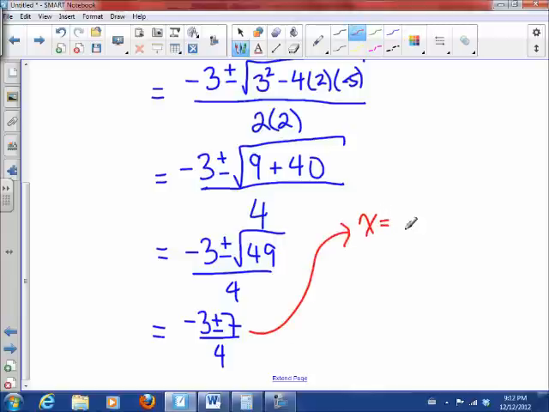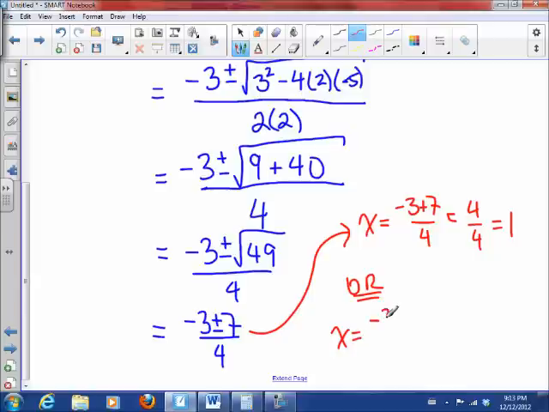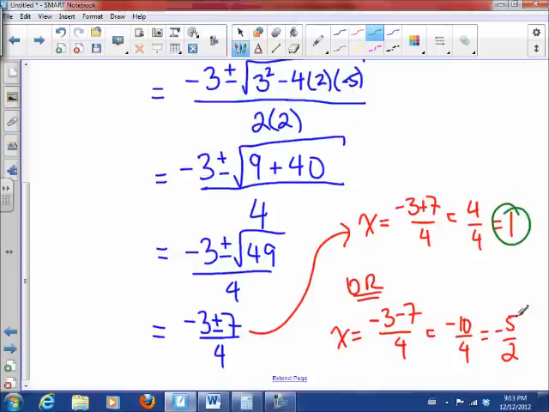So this means that x is equal to negative 3 plus 7 over 4, which equals 4 over 4, which equals 1, or x is equal to negative 3 minus 7 over 4, which is negative 10 over 4, or negative 5 over 2. Okay, so there are our two answers. x is 1 and x is negative 5 over 2.